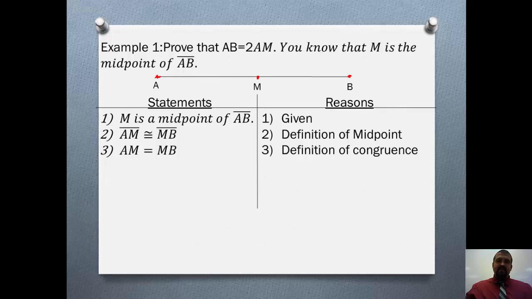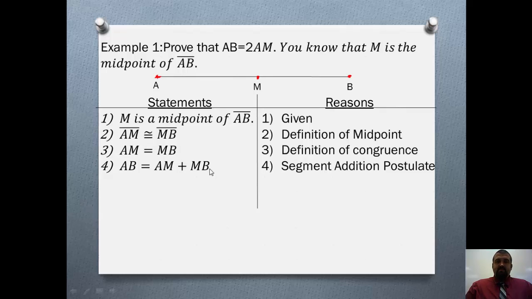Again, the segment addition postulate is the length of segment AB, the full length, is equal to the length of segment AM plus the length of segment MB. There we go. And that is, again, the segment addition postulate. Now that I have something more to work with, I'm trying to show that the length of segment AB is equal to 2 times the length of segment AM. What if I would replace this length of segment MB with this length of segment AM? I can do that. That's replacing, that's substitution.